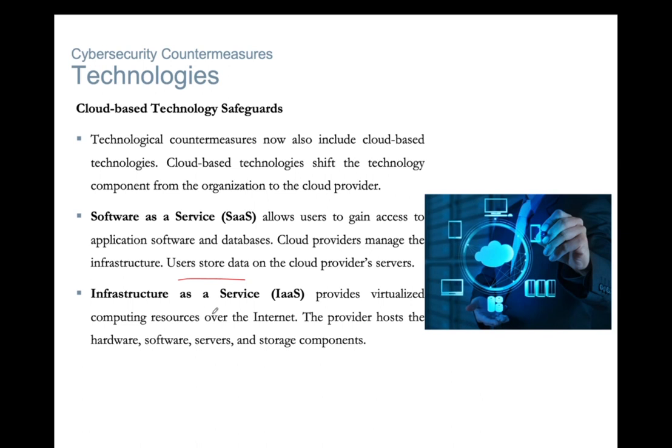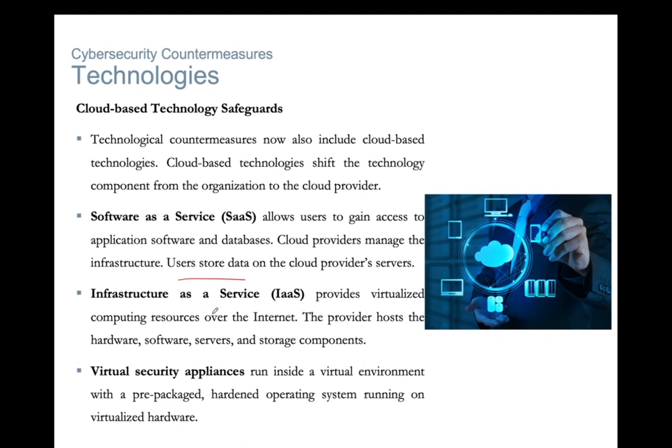Infrastructure as a service provides virtualized computing resources over the internet. The provider hosts the hardware, software, servers, and storage components. And the third cloud-based technological safeguard service is platform as a service, PaaS. Platform as a service provides access to the development tools and services used to deliver applications.